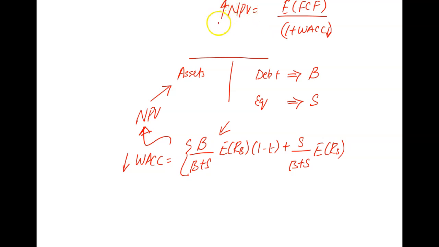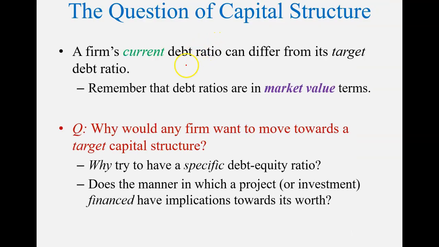And so that is fundamentally the question of capital structure. If you are at a current debt ratio, is there a target one where if you move towards that target, it results in a lower weighted average cost of capital and hence increases the market value of your assets, or the NPV of the assets that you're about to invest in?